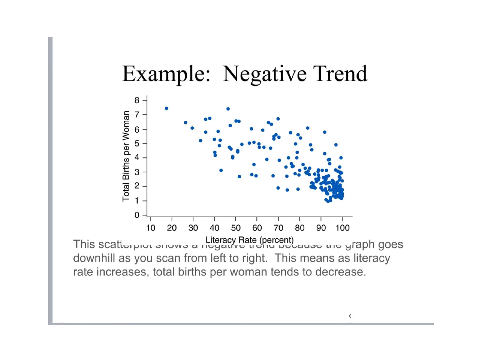Okay, so let's look at another graph. In this one, we're talking about literacy rate and total births per woman. The question would probably be, does the total births per woman depend on the literacy rate? So get used to looking at the graph and asking yourself that question. This graph shows a negative trend. As you can see, it's going in a downward trend instead of an uphill trend. So this is showing that as the literacy rate increases, the total births per woman decrease.